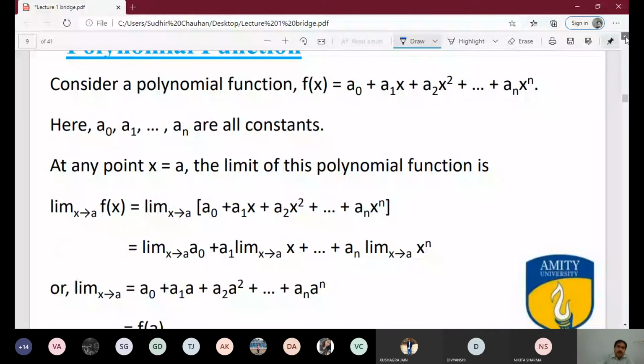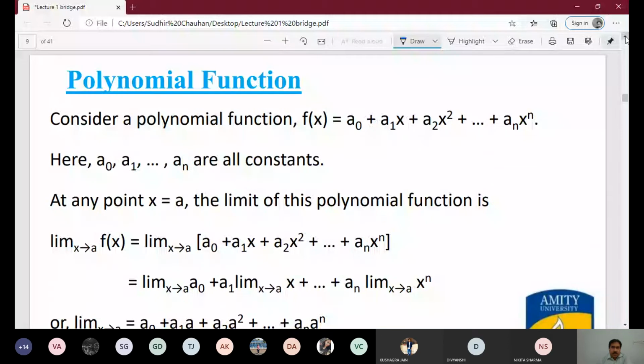Now, polynomial function. Consider a polynomial function f(x) equal to a0 plus a1x plus a2x square and so on up to an x^n, where a0, a1, a2 and so on up to an are all constants. At any point x equal to a, the limit of this polynomial function can be taken as the limit as x tends to a of f(x). So we find the limit of this function by substituting the value of f(x) as a0 plus a1x and so on, where a0, a1, a2 up to an are constants.